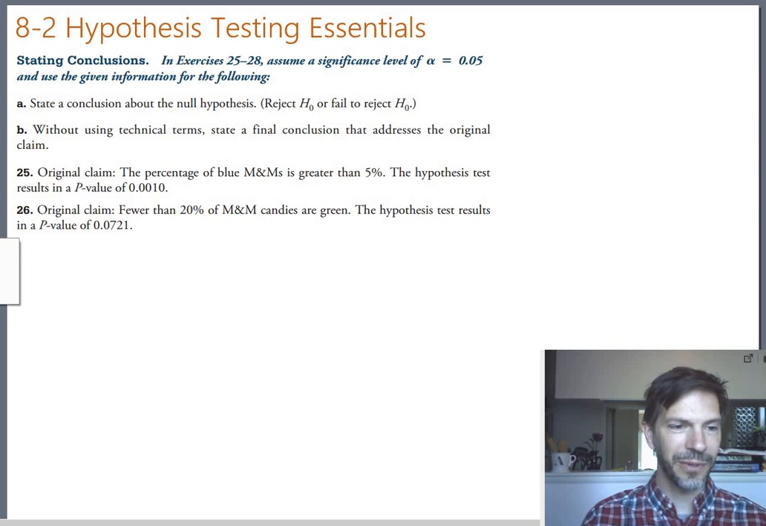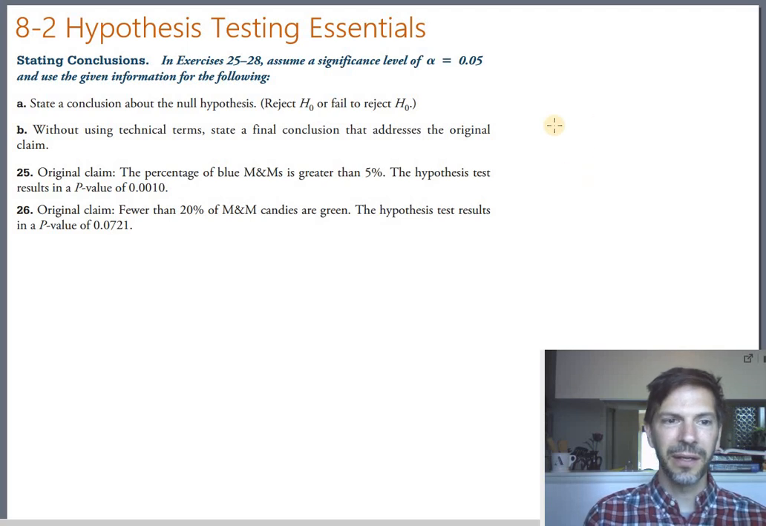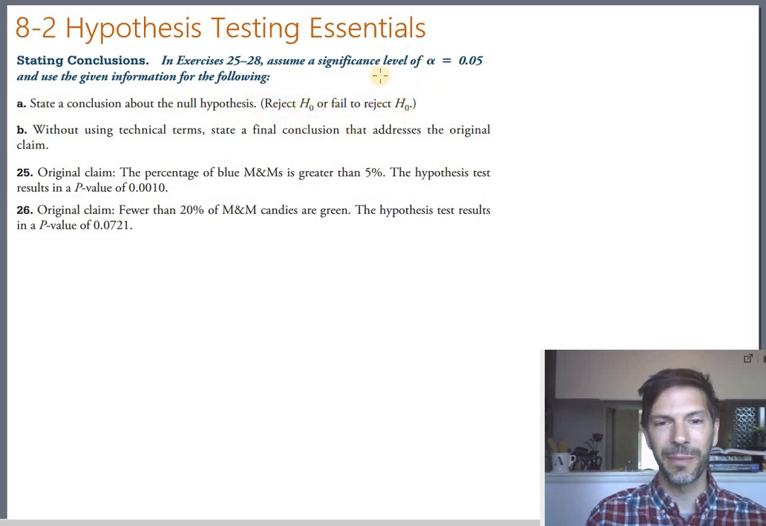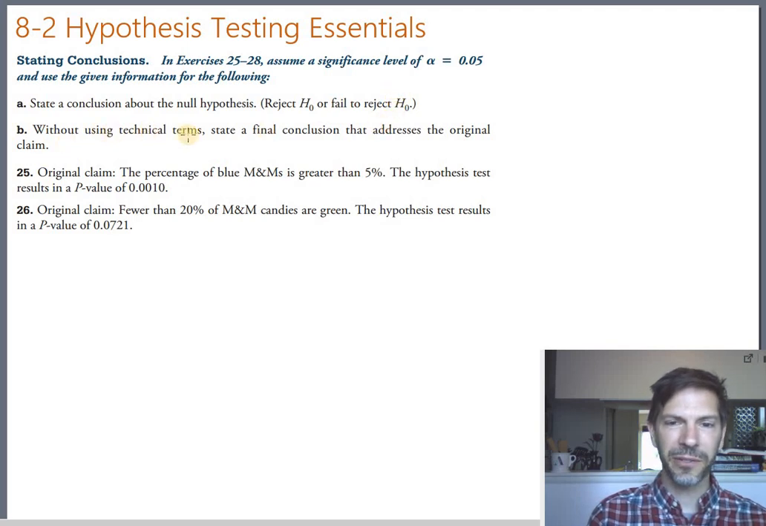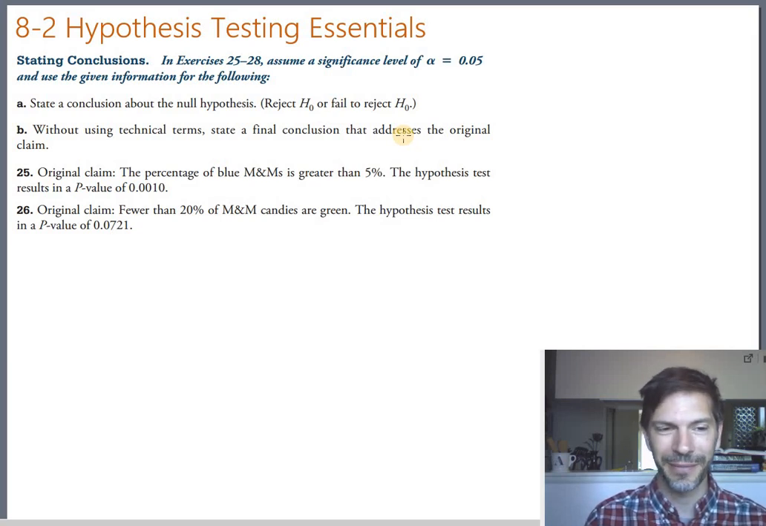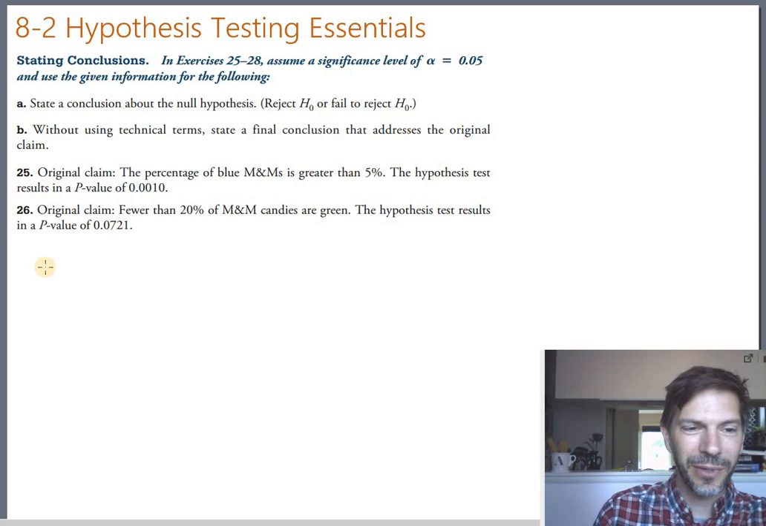Okay, so let's take a look at 26. So we're supposed to do two things here. We're supposed to state a conclusion about the null hypothesis. In other words, that we reject it, or maybe that we don't reject it, fail to reject it. And then without using technical terms, say what it means. And that's really going to be the key for us. If we can't explain what this all means, it's just a bunch of fancy number crunching that doesn't help anybody. So let's look at 26.